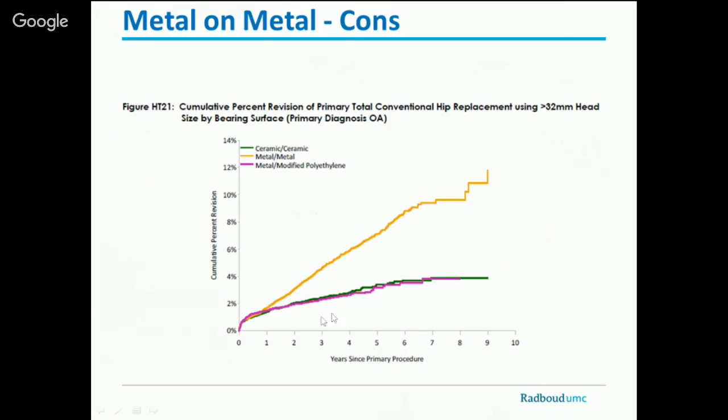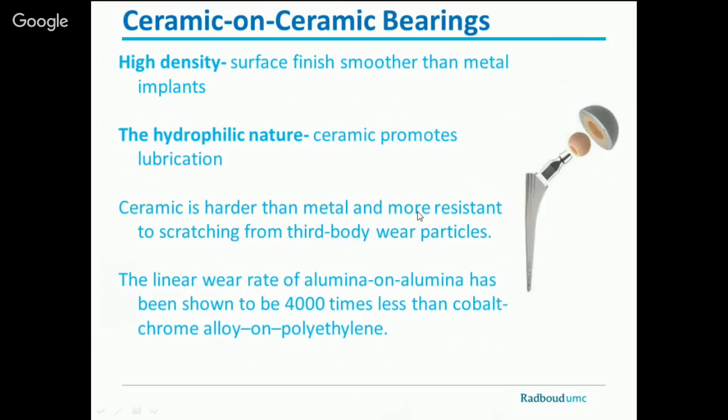Okay, and this is a picture of a registry. So we see here the failure rate against the number of years post-operatively. And we look at ceramic on ceramic in green, doing very well. We look at metal with polyethylene, doing very well. But if we look at metal on metal, we see that the failure rate is much higher. So that is why in many countries they said, well, let's wait and see how it develops. So metal on metal is problematic.